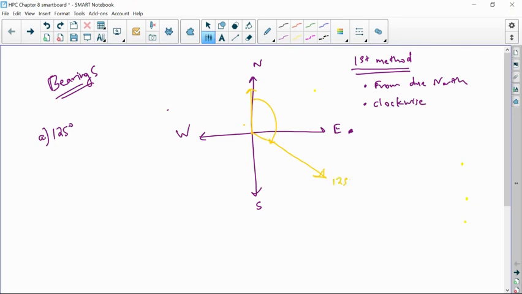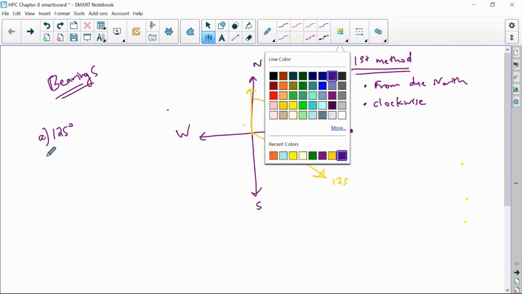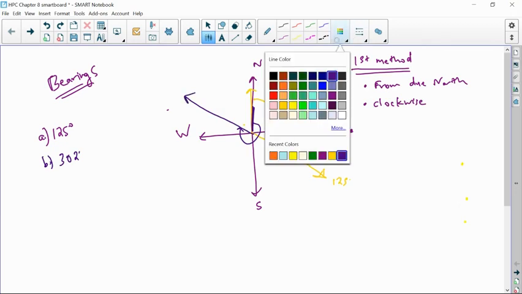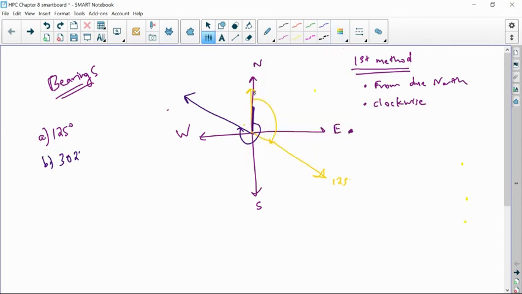Okay. What if I said, now come up with a bearing of 302 degrees. So 302, again, you're starting due north. You go 302 in a clockwise direction. So it's up here. That would be a bearing of about 302. And again, the angle that we're looking at, the 302, is actually this exterior angle, because it's the one that would give you the 302-degree bearing.